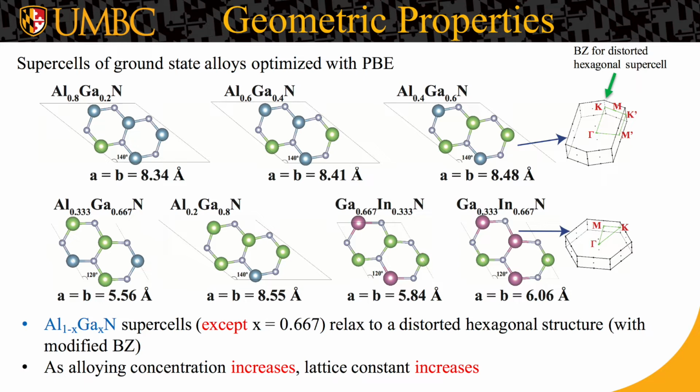The remaining aluminum gallium nitride alloy at x equals 2/3 and the gallium indium nitride alloys both have regular hexagonal structures. The regular hexagonal supercells contain a unit cell of 8 atoms, while the distorted cells have a unit cell of 10 atoms. We also see that an increase in sequential alloying concentration results in a larger lattice constant.